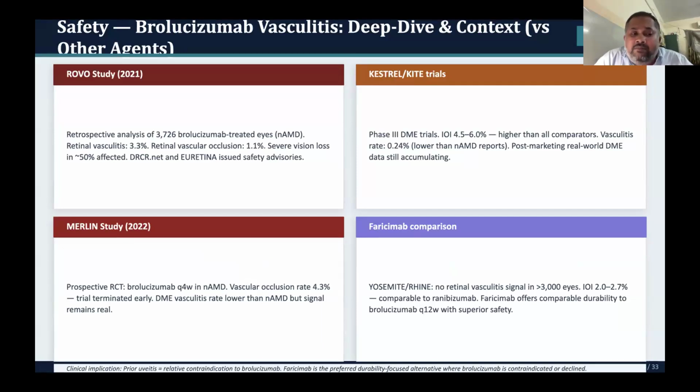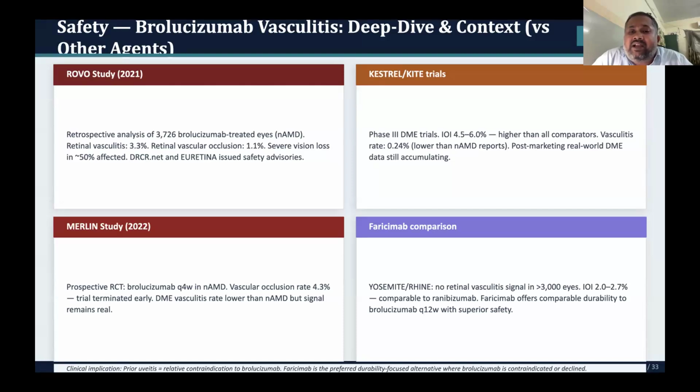Although this was done in nAMD, it was actually comparable to the incidence in diabetic macular edema as well. Now, coming to the Merlin study, a prospective randomized clinical trial, brolucizumab, again, in the Q4 regimen, in nAMD, the vascular occlusion rate was 4.3%. Trial terminated early. DME vasculitis rates were slightly lower than AMD, but still significant regardless.